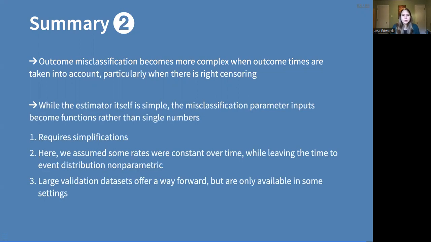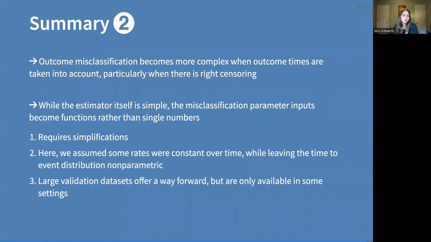While the estimator I showed you is itself simple, just a proportion and some arithmetic, the misclassification parameter inputs are now functions rather than single numbers, which honestly is too many dimensions to think about in terms of a sensitivity analysis. And so to move forward, it requires some simplifications on our part.